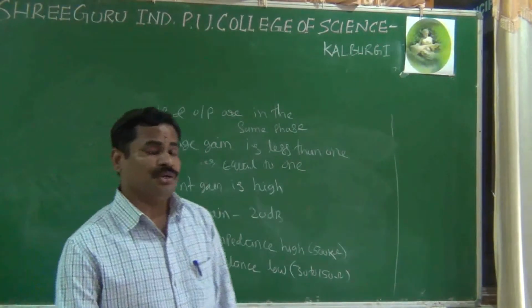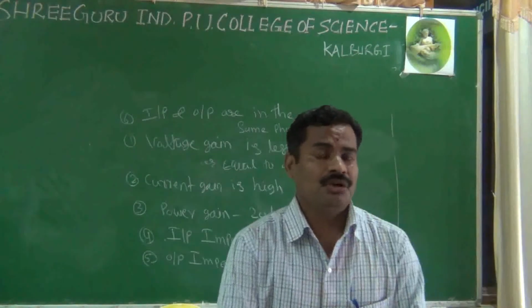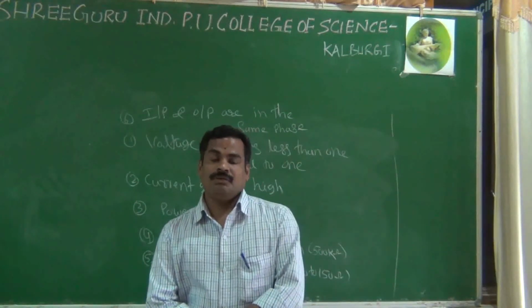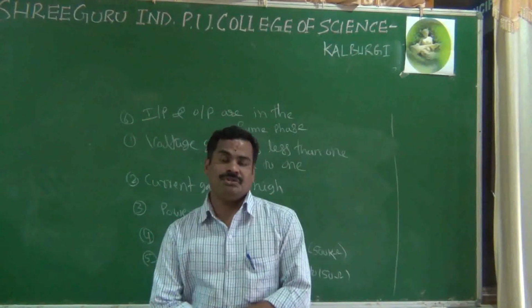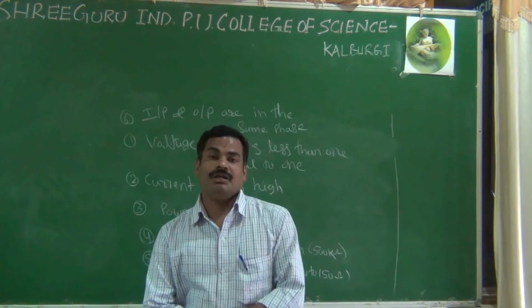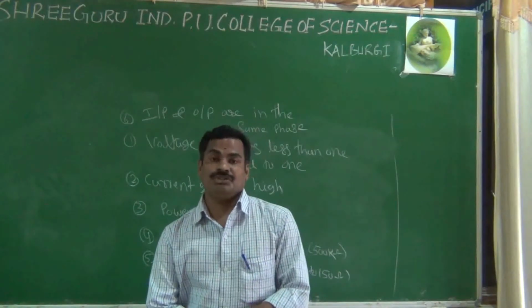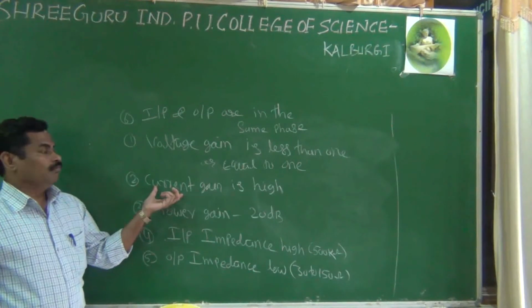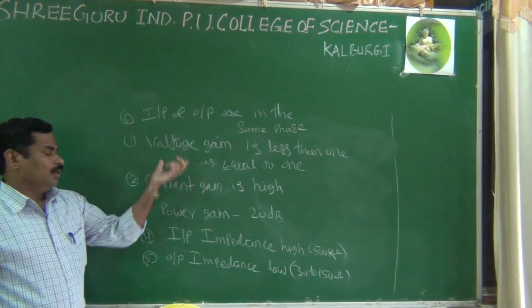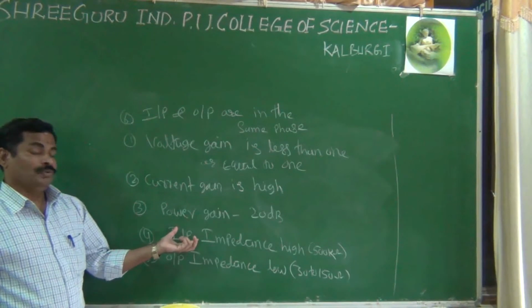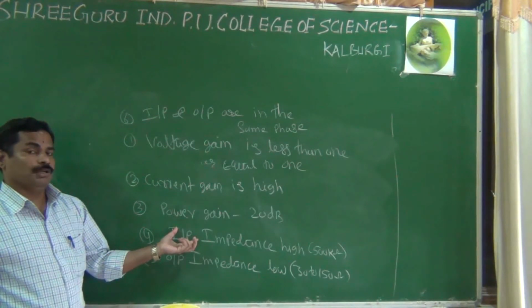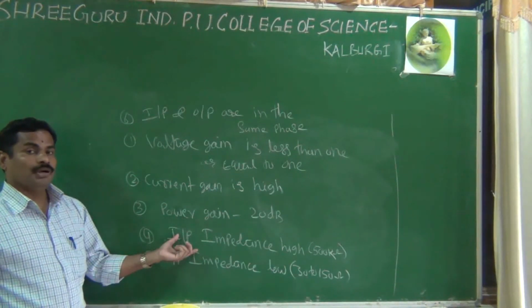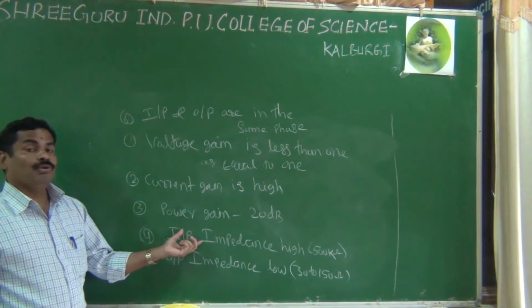And as compared to your common base, the two important differences between common base and common collector. In your common base you have more voltage gain, but current gain very less. Here it is totally opposite. In your common collector you have more current gain but less voltage gain. And what is the drawback of your common base amplifier? You have very less input impedance, but in your common collector amplifier you have more input impedance.